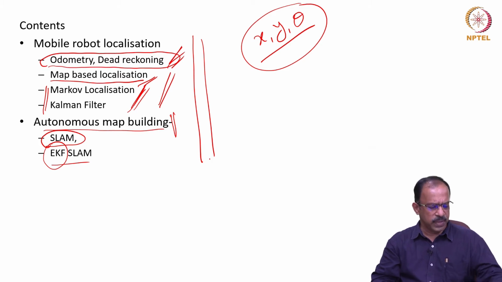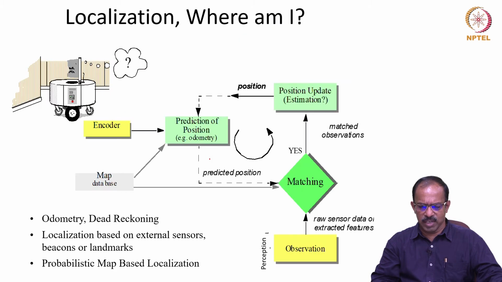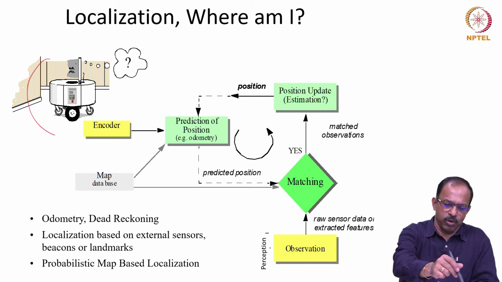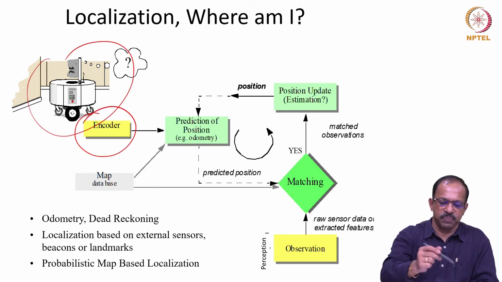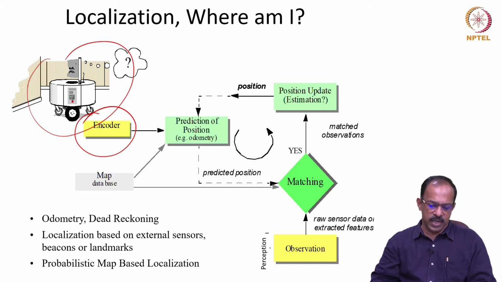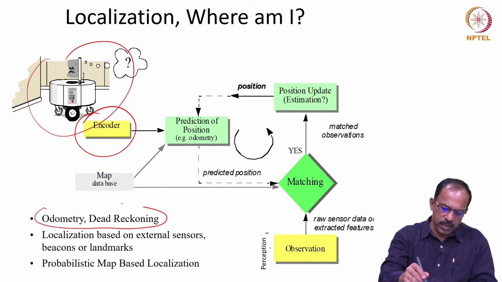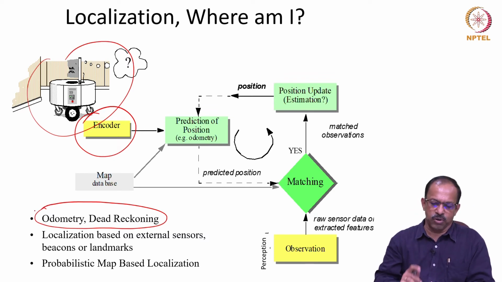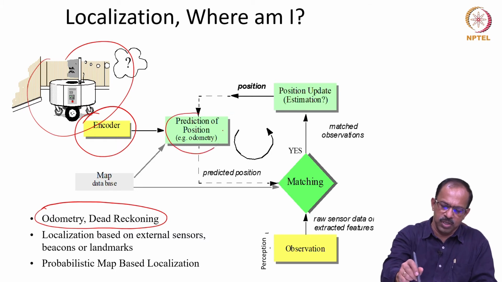So, before going to the details, let me explain the scenario where the map based localization is done, where we use the data fusion algorithms in order to estimate the position of the robot. If the robot is moving in the environment, it will have its own encoders. So, using the encoder data, we can use the odometry to get the localization done. That is the primary localization.